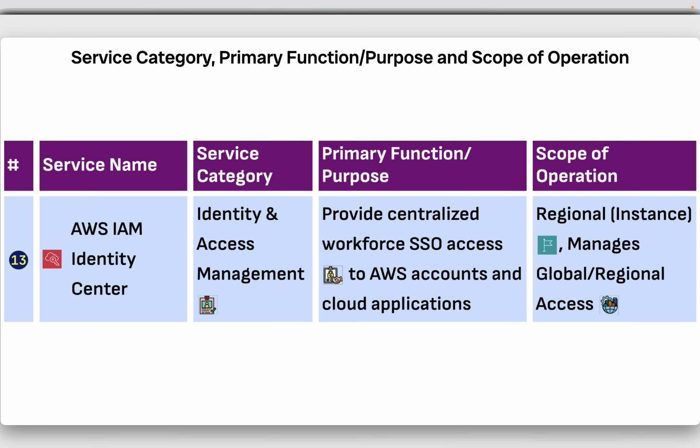Next, we have AWS IAM Identity Center, and the service category is the same, Identity and Access Management. Primary function and purpose is to provide centralized workforce SSO, single sign-on access to AWS accounts and cloud applications. Scope of operation is regional for the instance-based, and it can manage global/regional access.